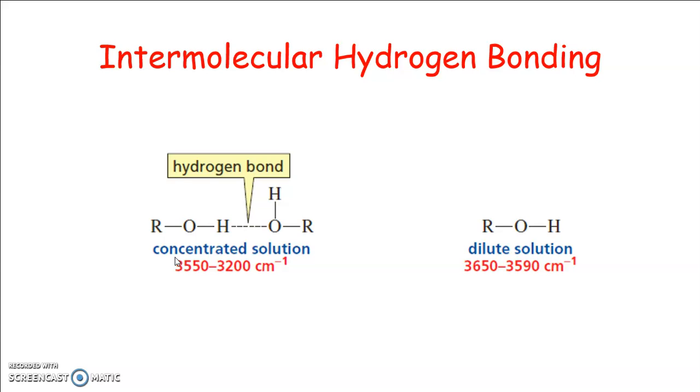For alcohols and phenols at low concentration, a sharp band appears at 3650 cm inverse in addition to the broad band at 3350 cm inverse. The sharp band is OH stretching in free alcohols and the broad band is OH stretching in hydrogen bonded alcohols.